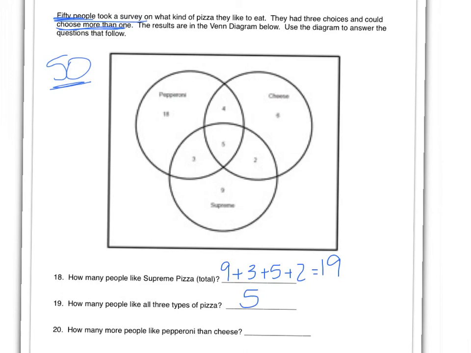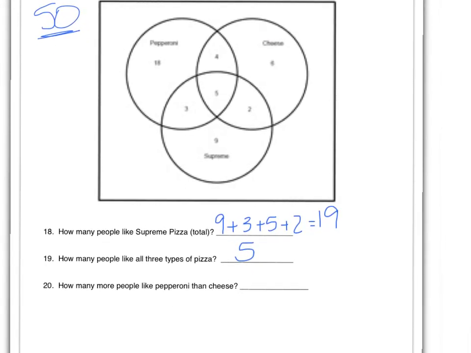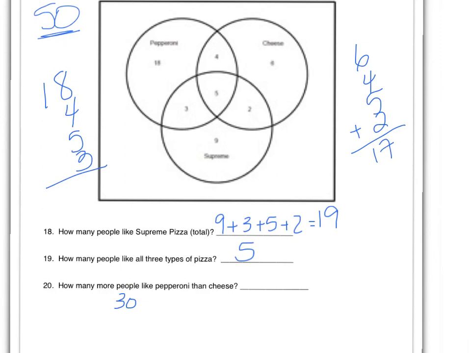How many more people like pepperoni than cheese? So pepperoni, I have to find the total for pepperoni, which remember I have to add all of my circle up. So my total for pepperoni was 30 because it's 18, 4, 5, and 3. And then my total for cheese is 6, 4, 5, and 2. So I got 17. So 30 minus 17 because it says how many more. That's a hint that we're going to subtract. And I got 13.